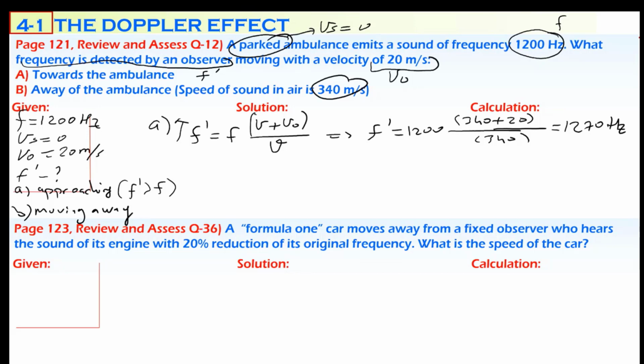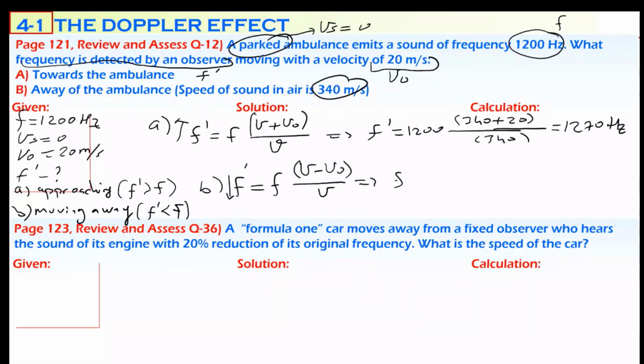But if moving away, case B, if they're relatively moving away, which means F prime must be less than F, pitch must drop, moving away. So in case B, same equation again, but this time you should make F prime smaller. How can you make F prime smaller? By adding or by subtracting in the numerator? Subtracting. That's the point. By subtracting, I can do that.